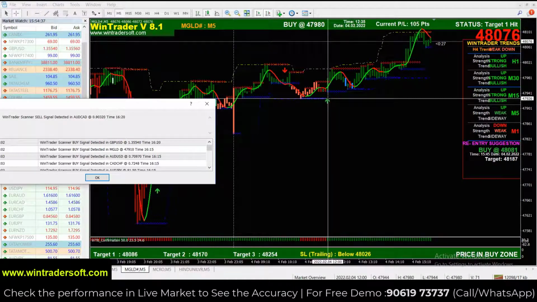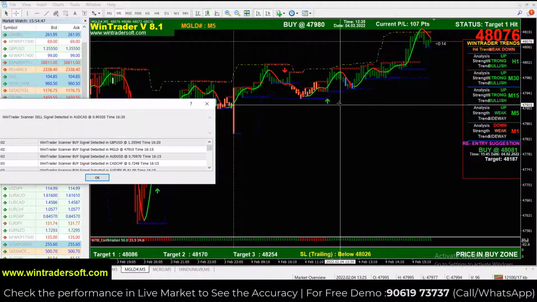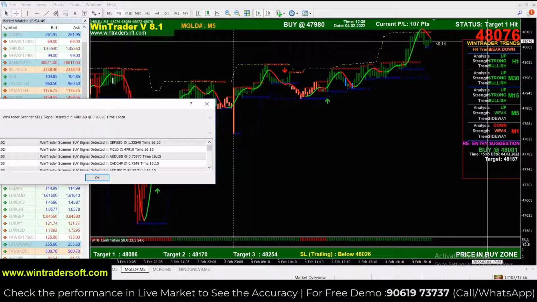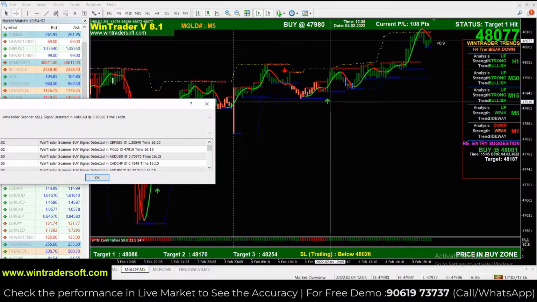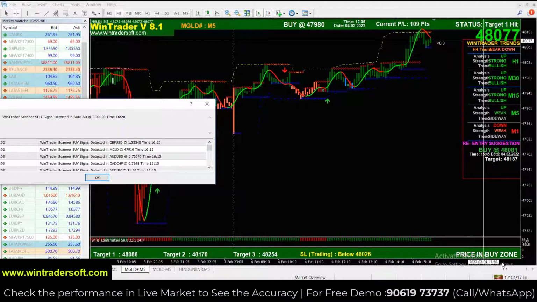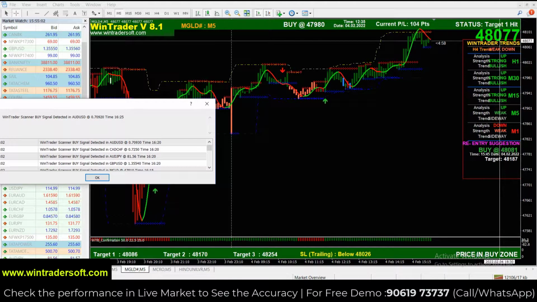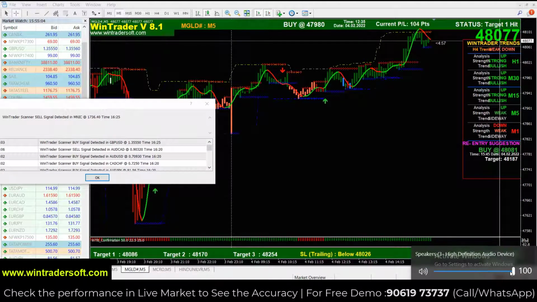So as I told, whenever the software generates a signal, before taking any signal, if it is buy or sell signal, you have to check the confirmation. The confirmation means if it is a buy signal, the first and main confirmation will display here like price in buy zone. That is the first confirmation of buy. If it is a buy signal, the first confirmation below, you can see price in buy zone. That is the first confirmation, and the second confirmation is below the arrow.